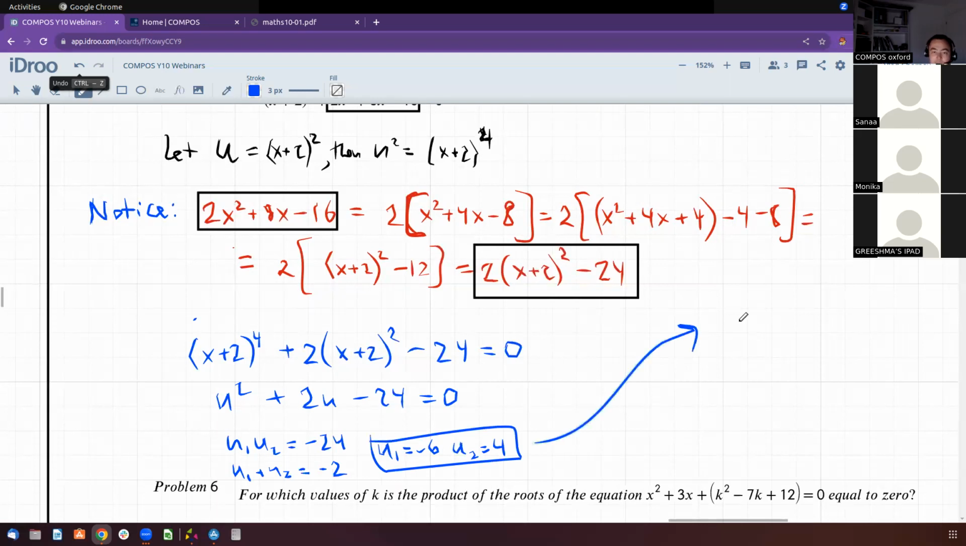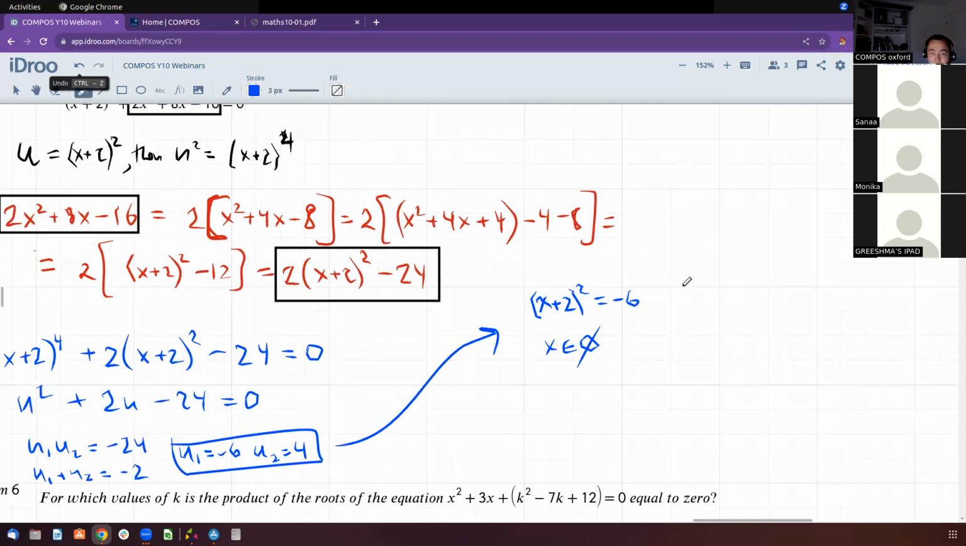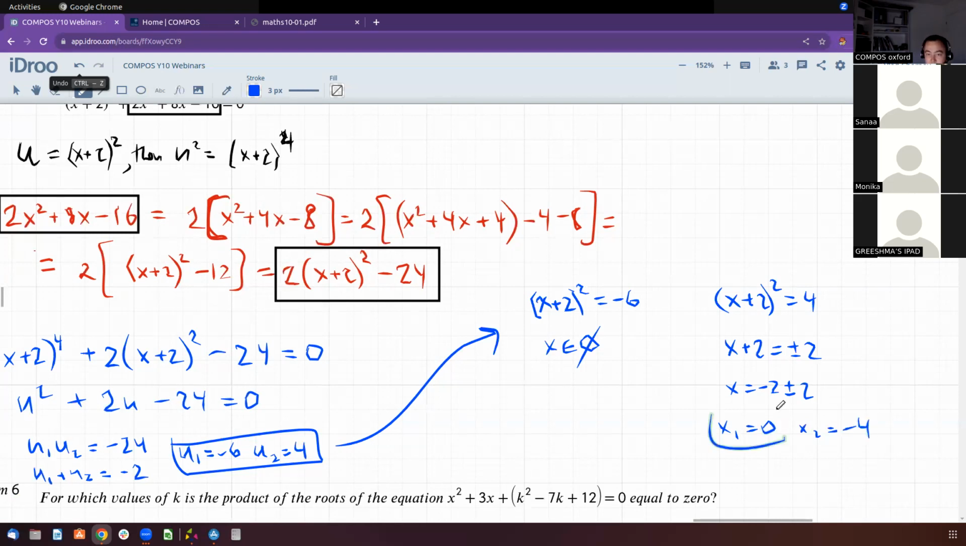And here we get x plus 2 squared equals negative 6. So there are no solutions because a square cannot be negative. And we have x plus 2 squared is equal to 4, which is x plus 2 equals plus or minus 2. X is negative 2 plus or minus 2. x1 equals 0. x2 equals negative 4. So these are the two solutions. Hope that makes sense.